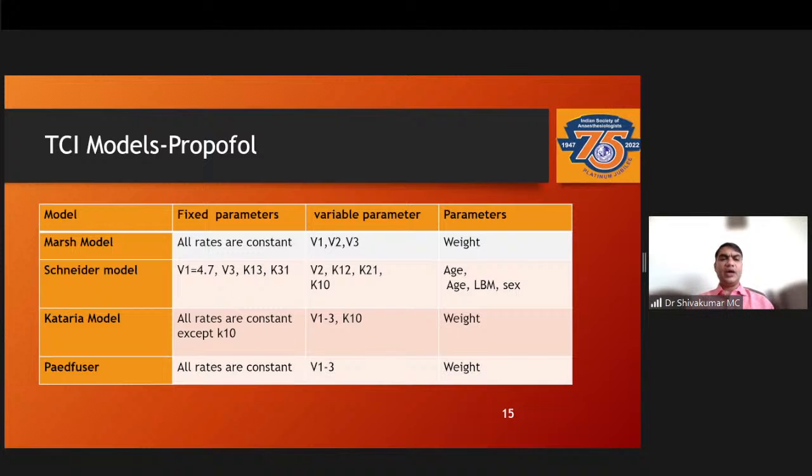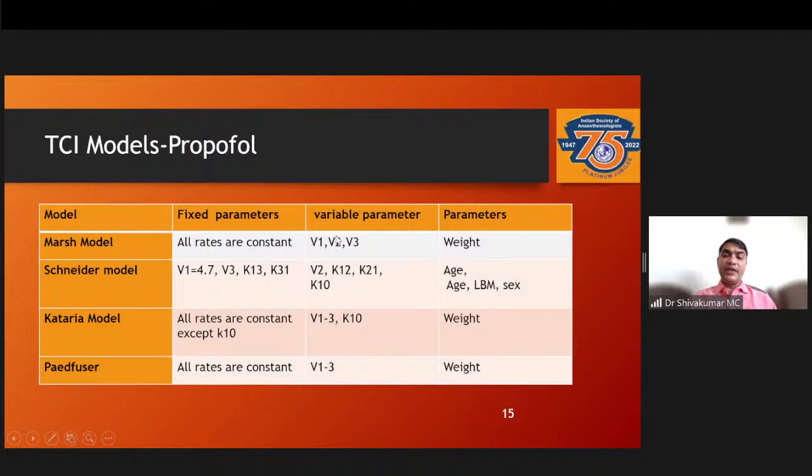In case of the Marsh model, all rates are constants. That is, K1 to K2 and K3, the distribution between the V1 to V2 compartment and V1 to V3 compartment, the elimination constant and Ke0. These are all fixed.